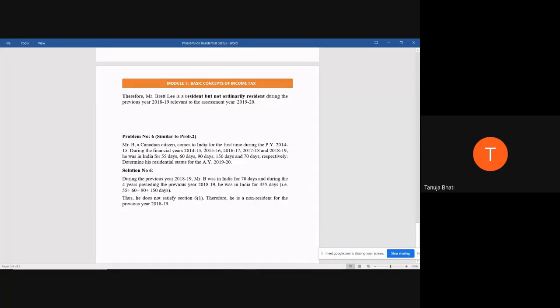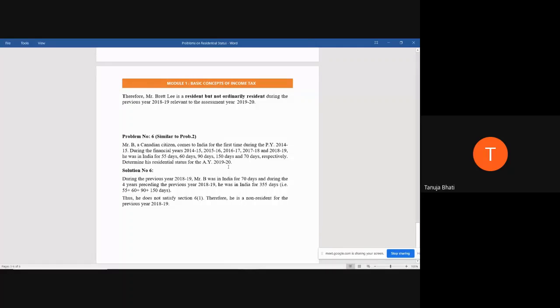Mr. B, a Canadian citizen, comes to India for the first time during the previous year 14-15. During the financial years 14-15, 15-16, 16-17, 17-18 and 18-19, his stay in India was for 55 days, 60 days, 90 days, 150 days and 70 days respectively. Determine his residential status for the assessment year 19-20.